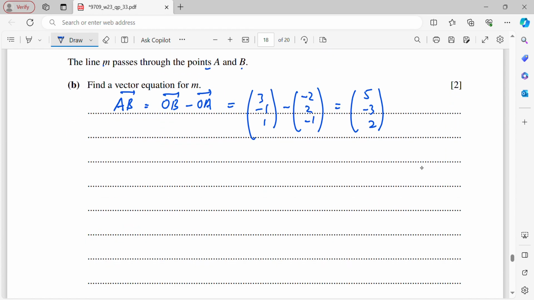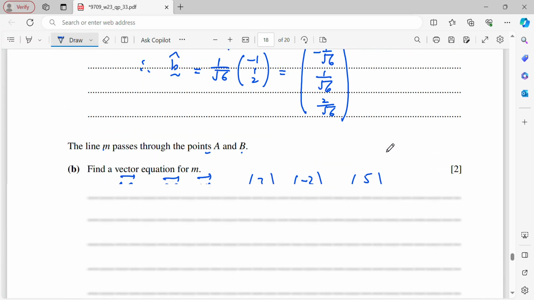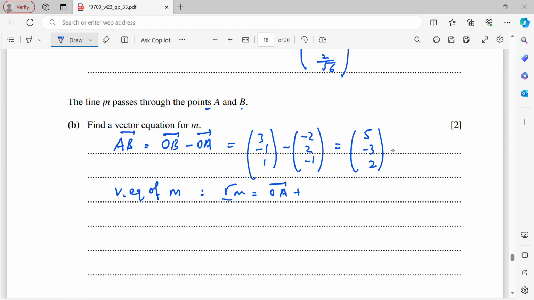So the vector equation of M, it will be r_M. I can use any points. It will be OA plus, just now we have lambda, so here I use t. You can either use OA or OB, up to you, because it can be any point on the line. So OA is (-2, 2, -1) plus t(5, -3, 2). So this is the vector equation of the line M.